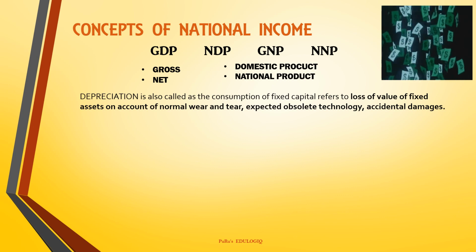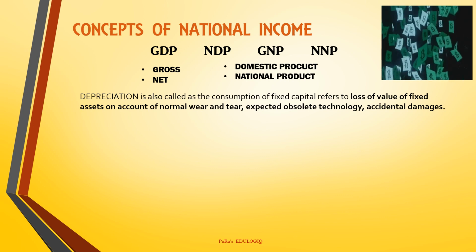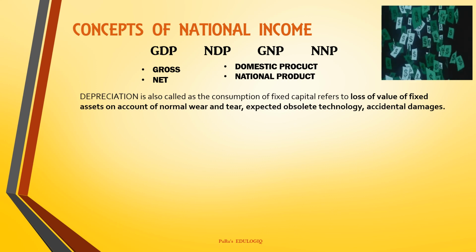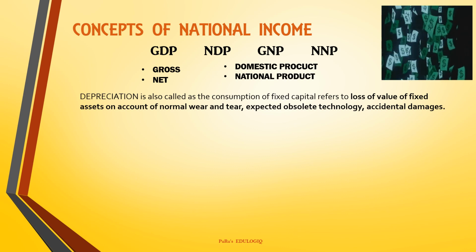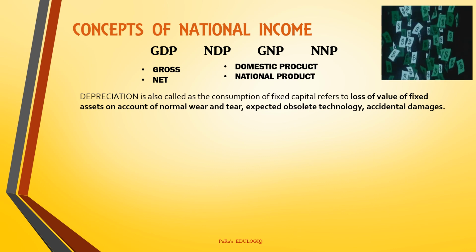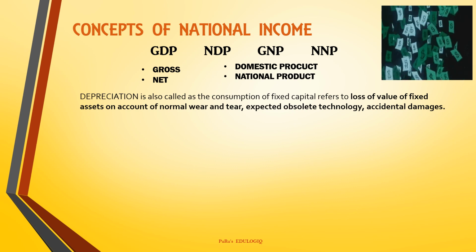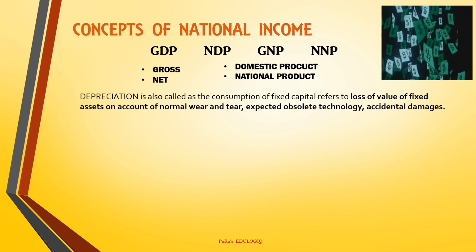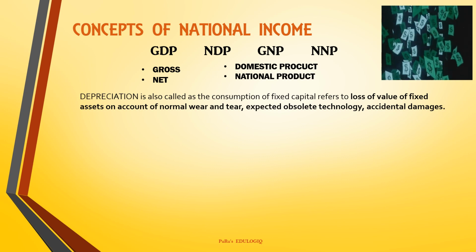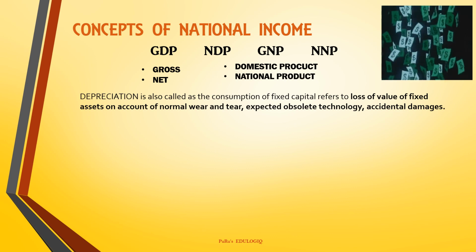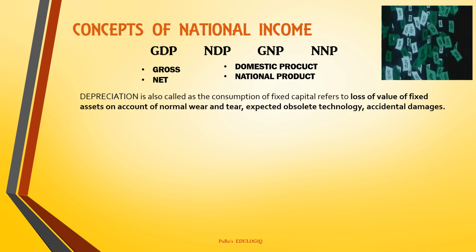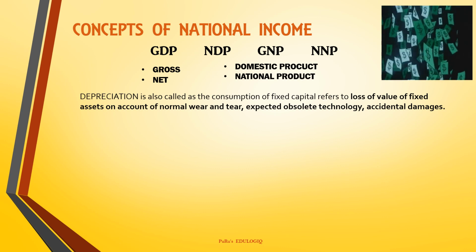When we are doing national income accounting on the basis of the gross concept, gross concepts include depreciation cost, whereas net concepts exclude depreciation cost. Hence, when we speak about GDP, we say it is the total value of goods and services produced within the economy during a year. But when we say GNP, we say it is the total value of goods and services produced by a country during a year.